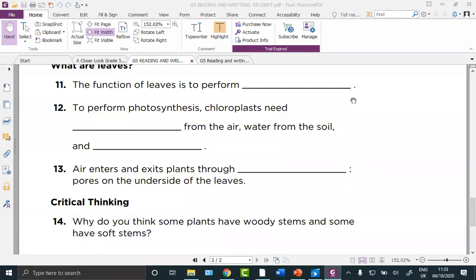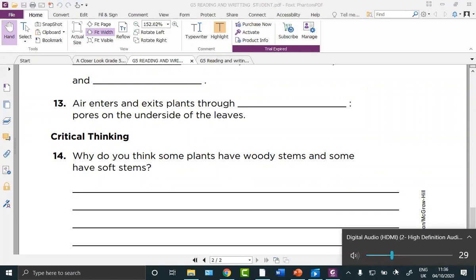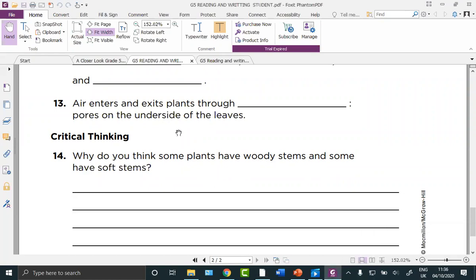To perform photosynthesis, chloroplasts need carbon dioxide from the air, water from the soil, and sunlight. Air enters and exits the plant through pores on the underside of the leaves, called stomata.